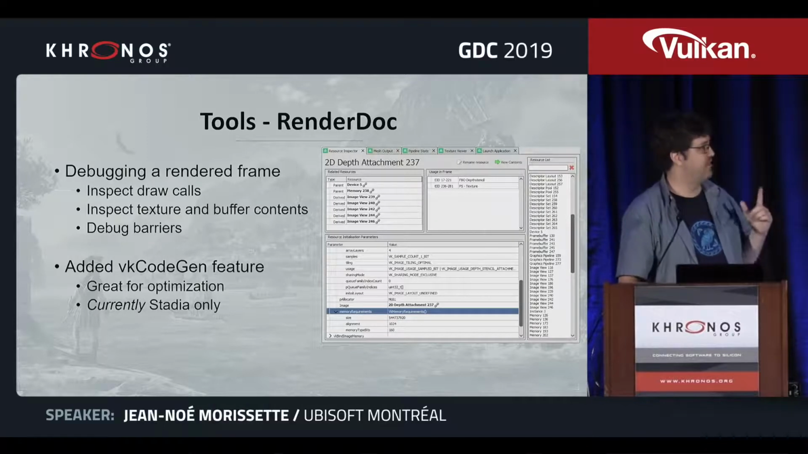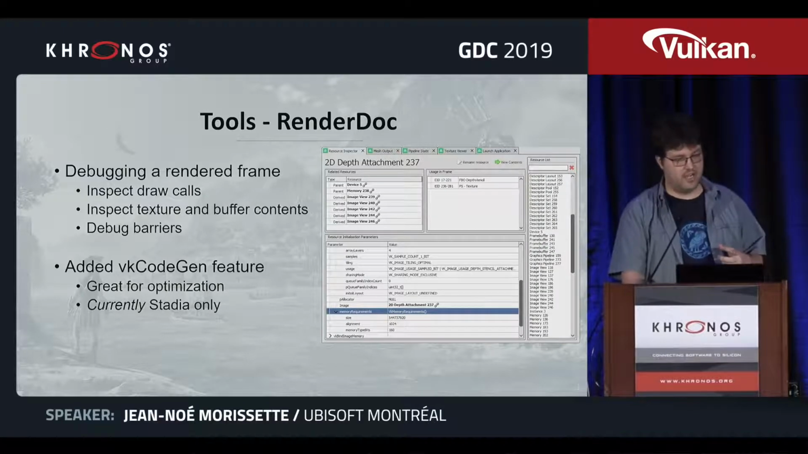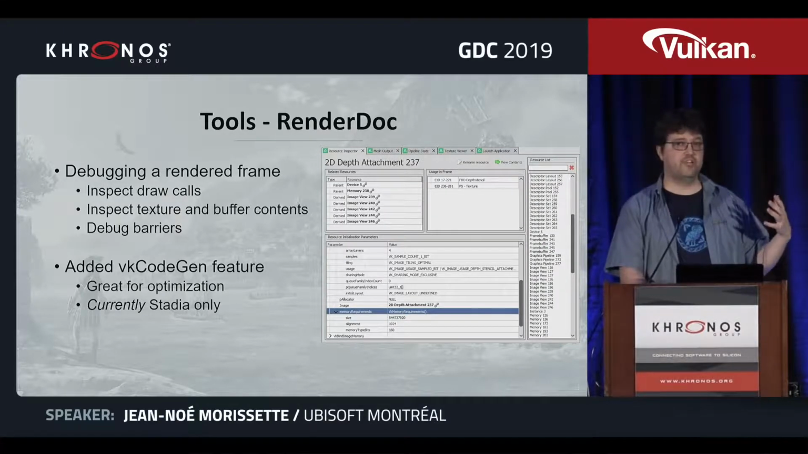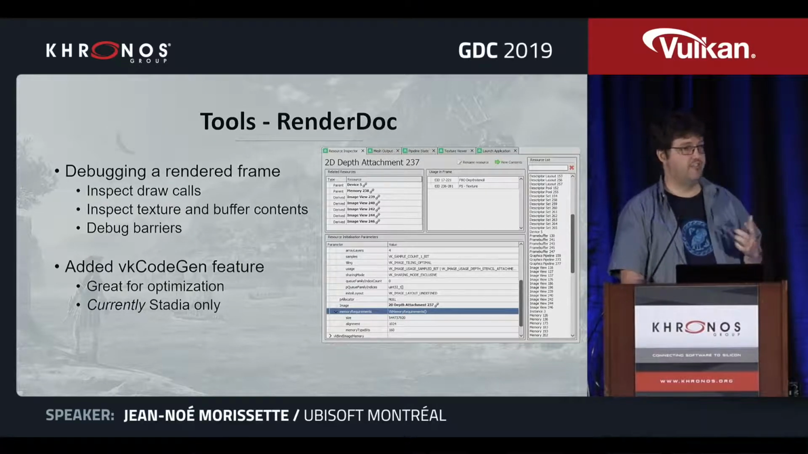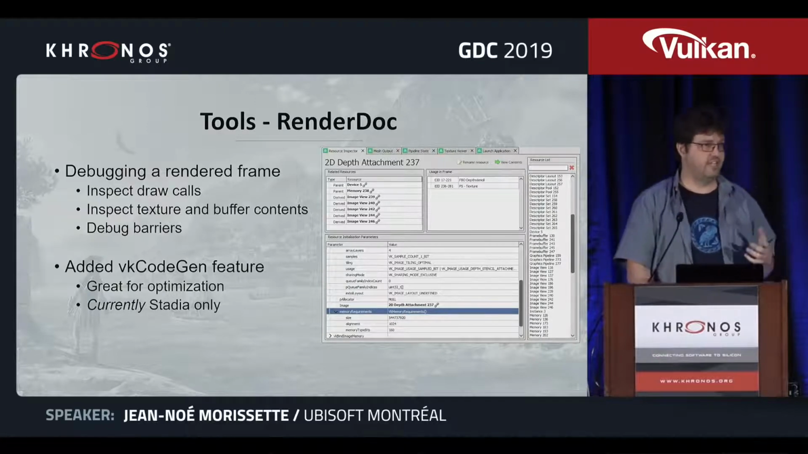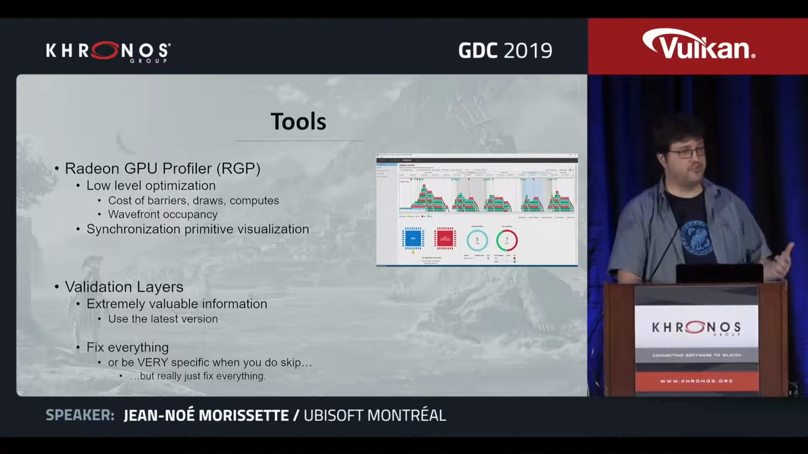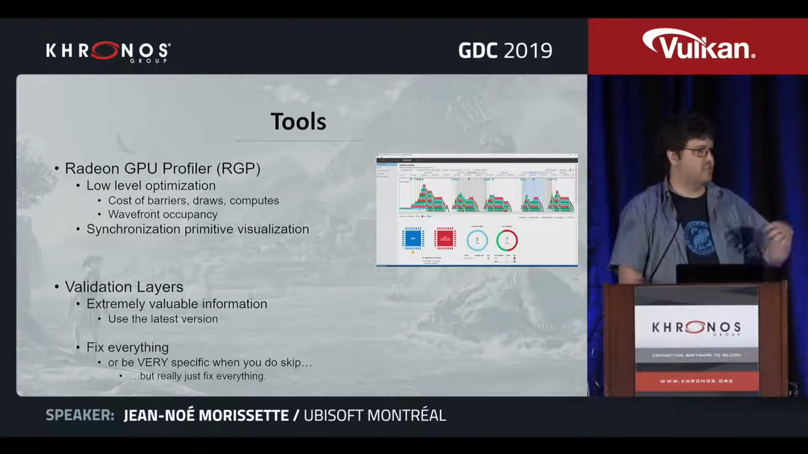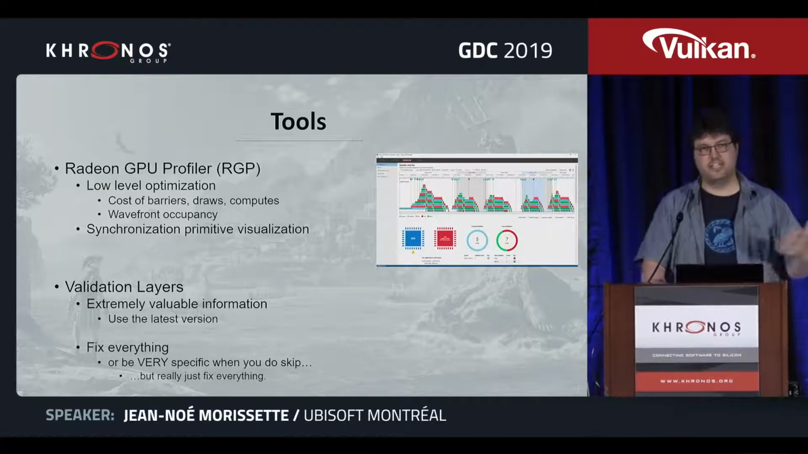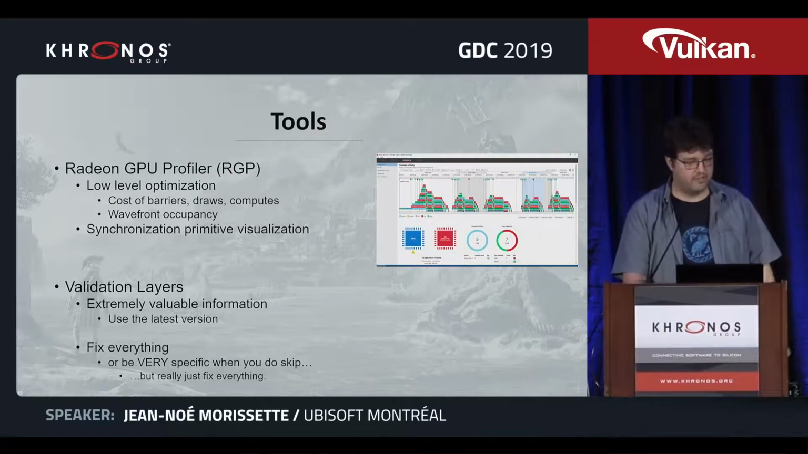And what's cool also about the version that came in the Stadia SDK is that they added a VK codegen feature, which takes the frame you're debugging in RenderDoc and generates a little C++ program that will render that frame. And that's very useful for optimization and a lot of experimenting if you want to try different things with your frame. I'll touch on that a bit later, actually, in the talk. The other tools, so I told you we were AMD based, so for profiling, we used the Radeon GPU Profiler. So for all those low-level optimizations, know the cost of your barriers, your draw calls, your computes, see the occupancy of the GPU. You could also see your synchronization primitives, how things line up in your frame.